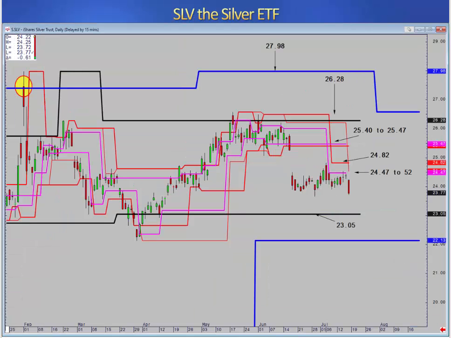Silver ETF, some resistances have dropped. So now we have 24.47 to 24.52. The weekly support at 23.05.